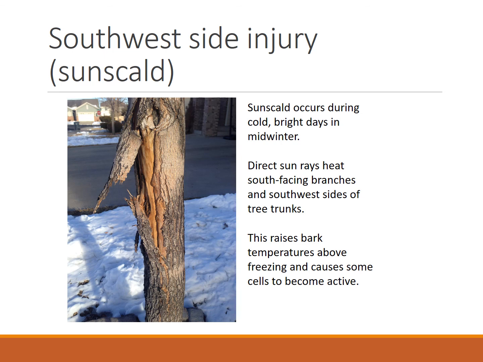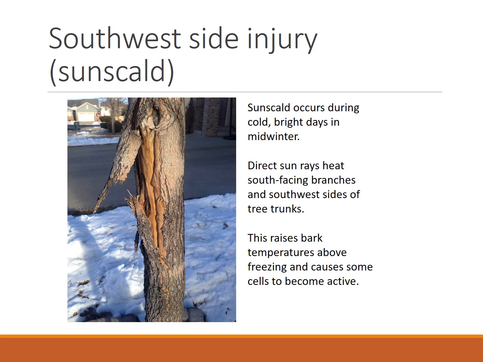The sun starts to warm up the trunk of the tree on the south and southwest side. As that happens, this raises the bark temperature above freezing and causes some of the cells under the bark to become active. They're becoming active because of the warm temperatures of the sun shining on the south and southwest side of the trunk of the tree.